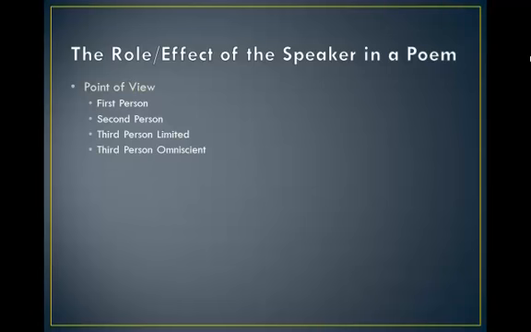In comparison, third person omniscient also has an outside narrator, but this narrator is all-knowing. The narrator knows the thoughts and feelings of all of the characters. There are some different types of speakers.